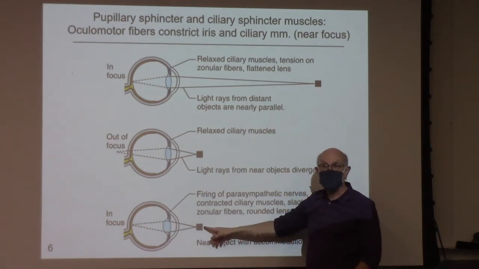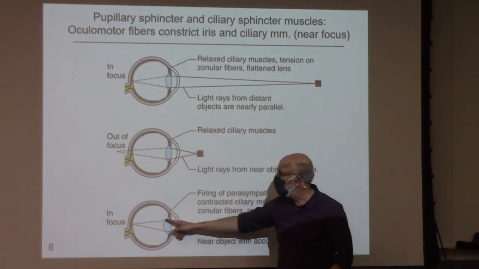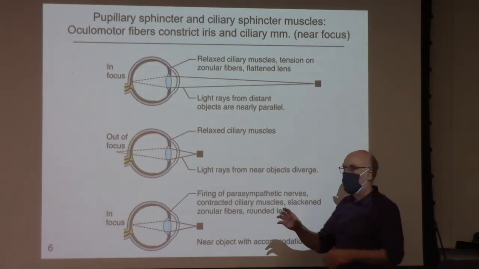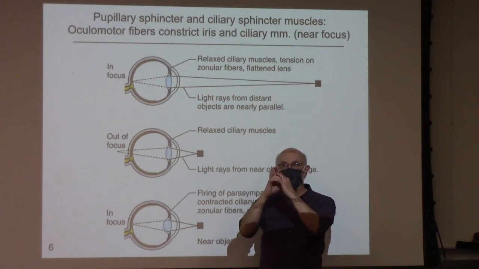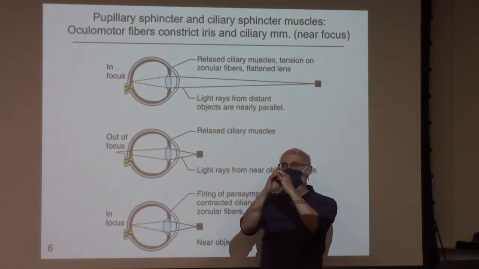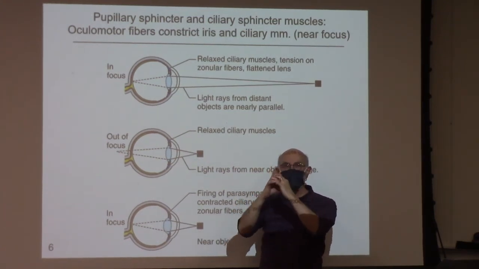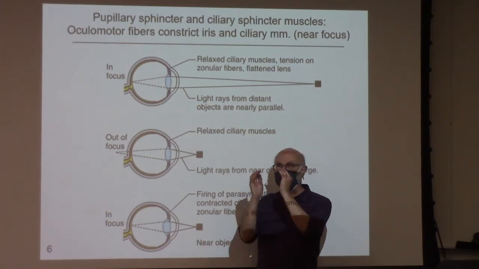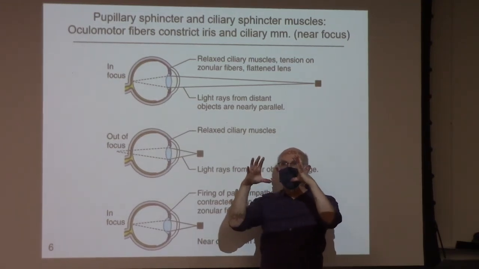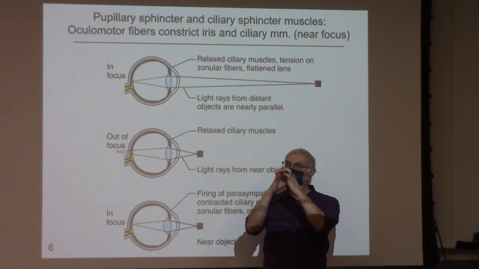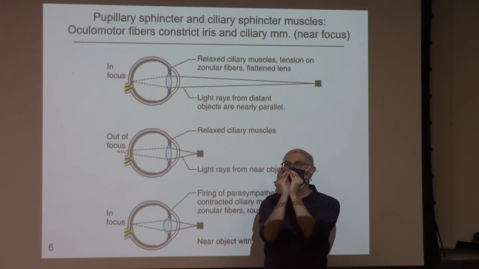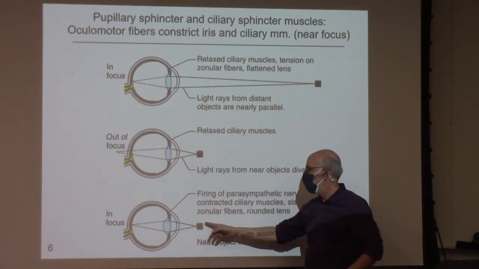When I need to focus on a nearby object, I need a round lens. I need to contract the ciliary body in order to close the sphincter. That puts less tension on the zonular fibers. So, contraction of the ciliary sphincter, less tension on the fibers, allows the lens to round up, and I can focus on a nearby object.